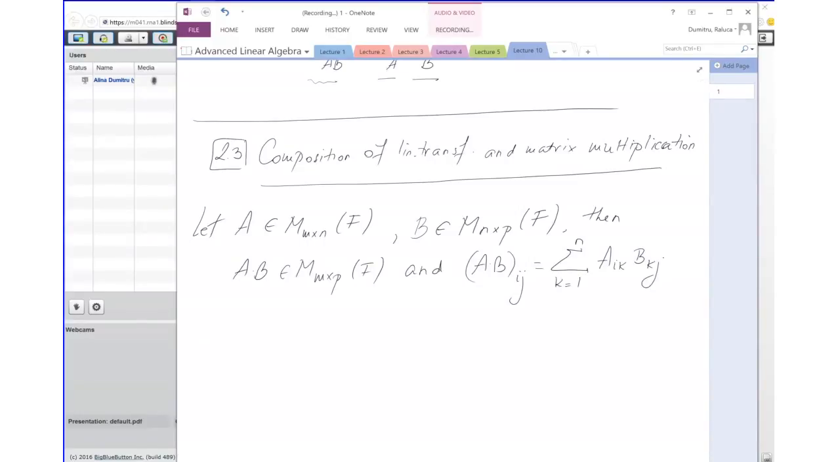You remember this formula from undergrad? No? That's just how to compute the product entry-wise.